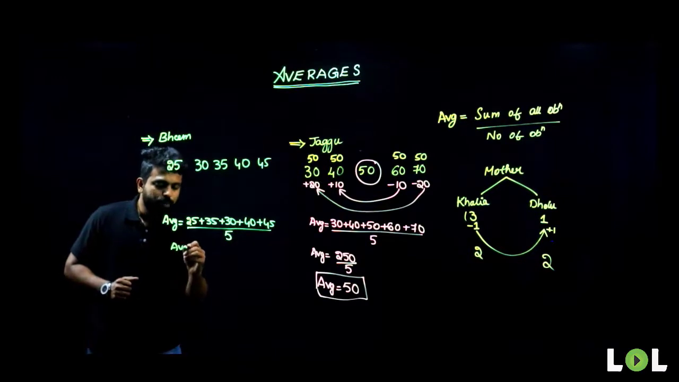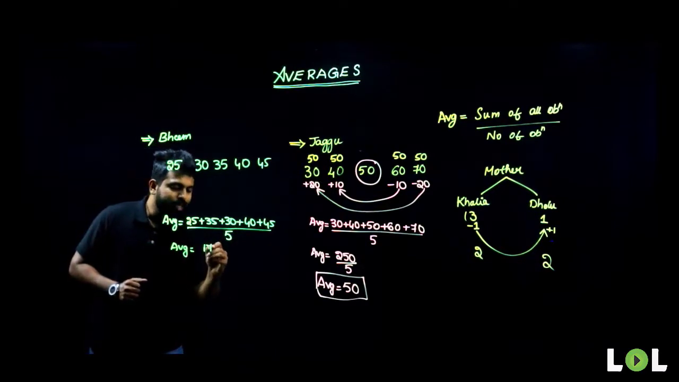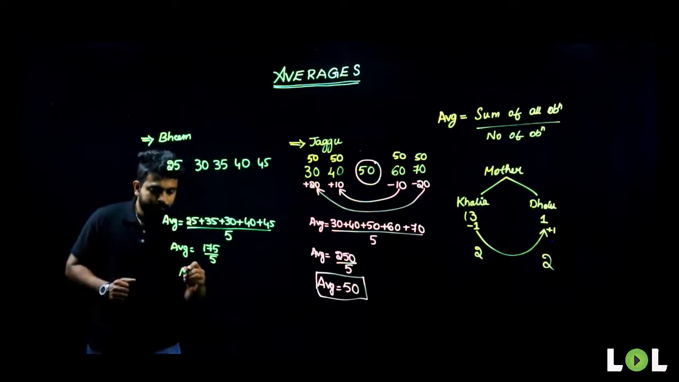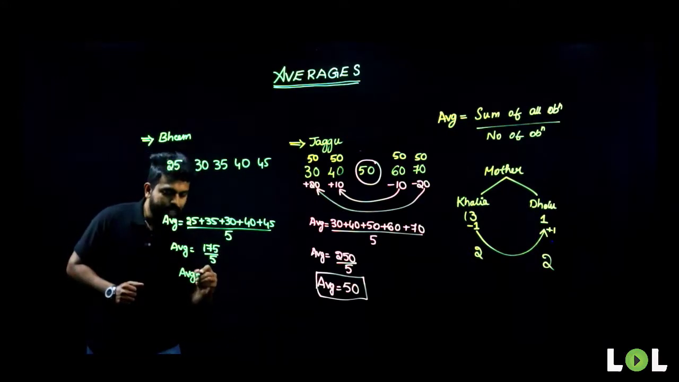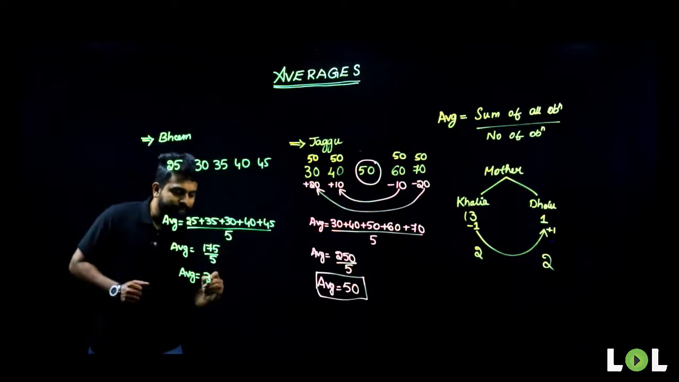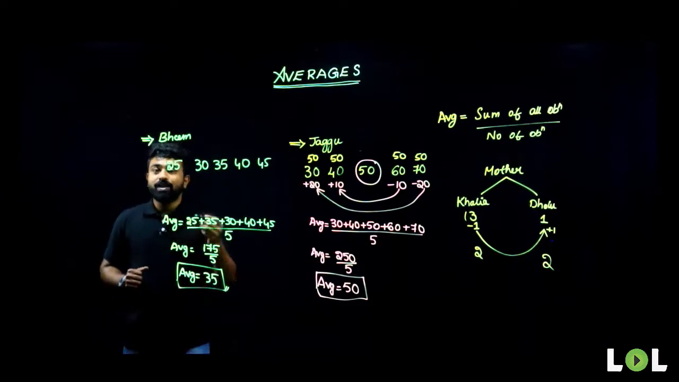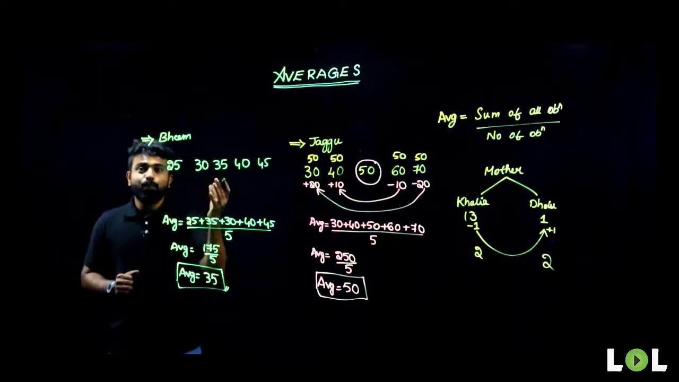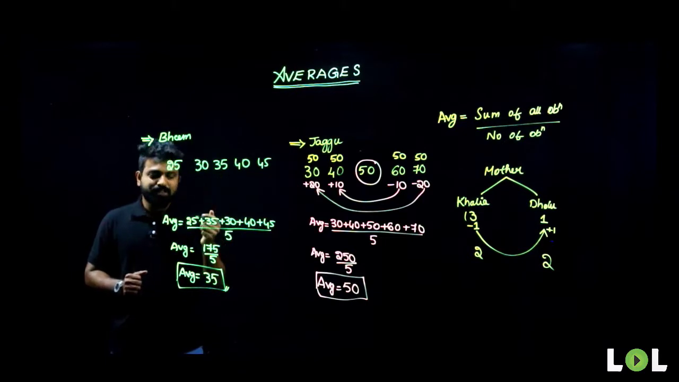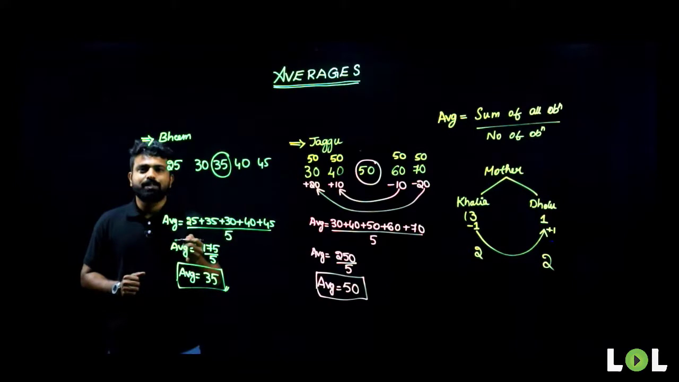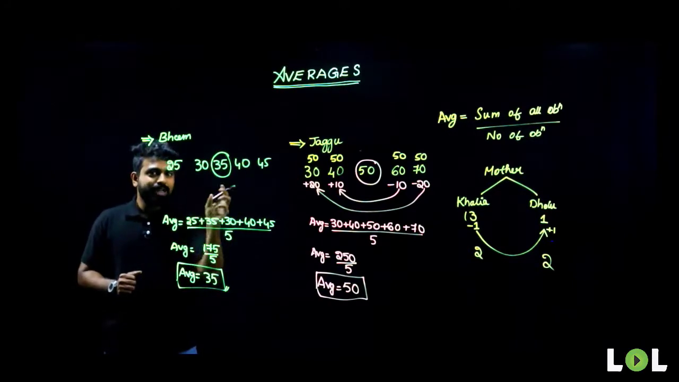So my average will be 175 divided by 5. So what will be the value of my average? It will be 35. My average will be 35. This is according to the formula. But according to the definition, what is average? It is equal distribution of extras and deficits. Now let us see. I have a 35 in the series, so I will not have to alter this 35. Now what do I need to do? I need to distribute the extras and deficits.